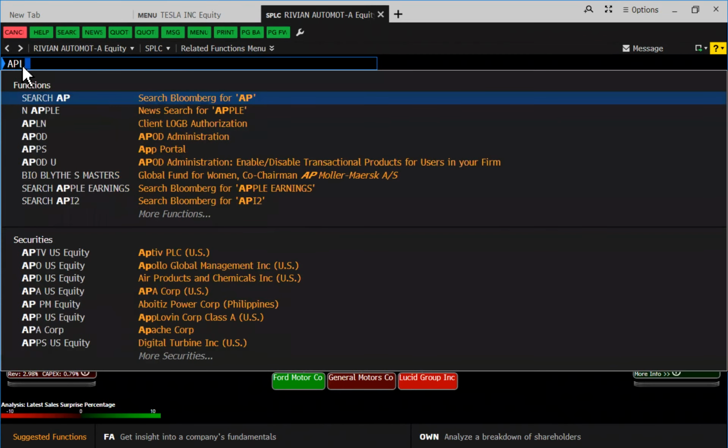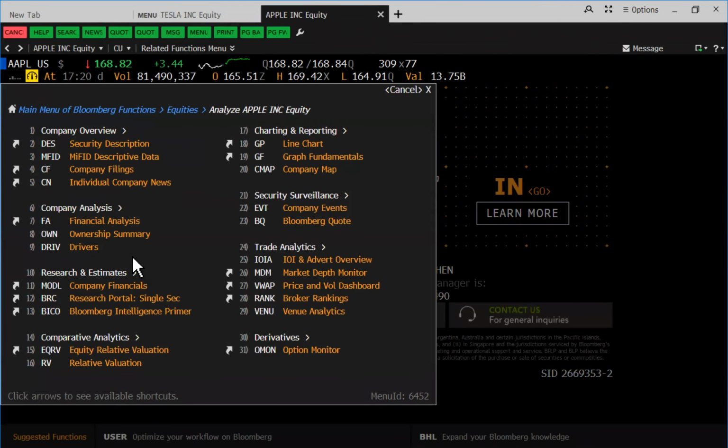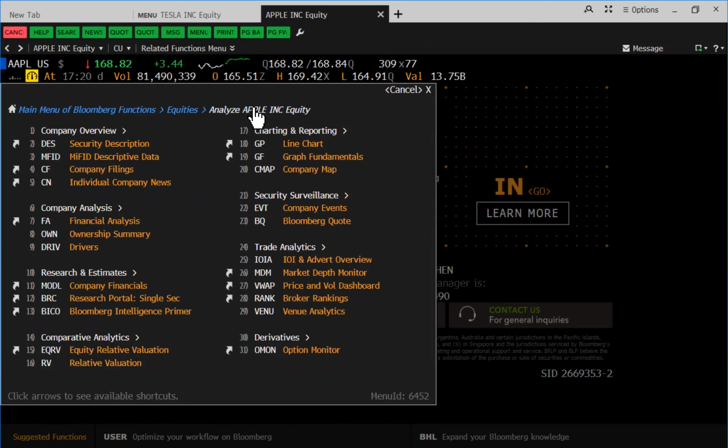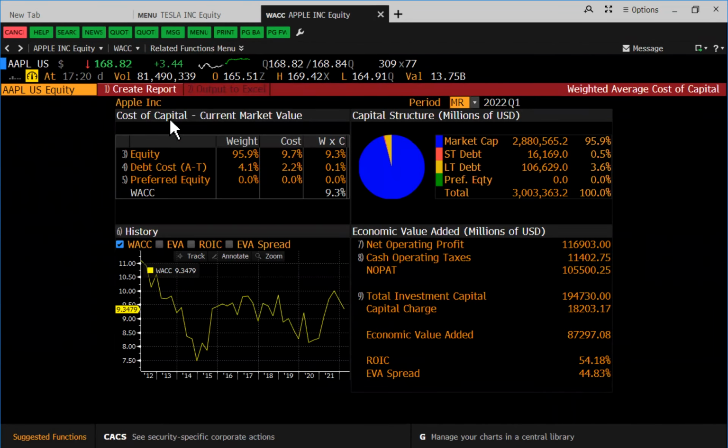Okay, so let me just go back to the example for Apple to introduce you to another interesting data. Let me just type WACC. So this is the calculation for Apple's weighted average cost of capital. Bloomberg calculated it for us already based on their model, and it has been pretty stable around 9%.